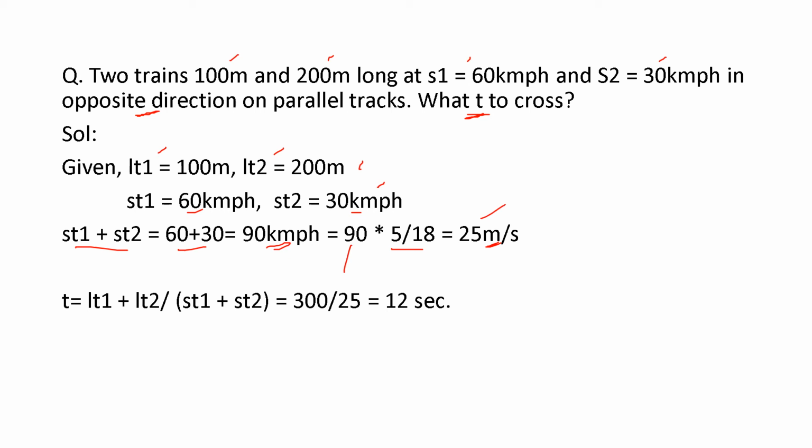Then time T is equal to (LT1 plus LT2), length of first train plus length of second train, divided by speed of first train plus speed of second train. So here length is 100 plus 200, so 300, and speed we have converted into meters per second and that is 25. Okay, so the answer is 12 seconds.